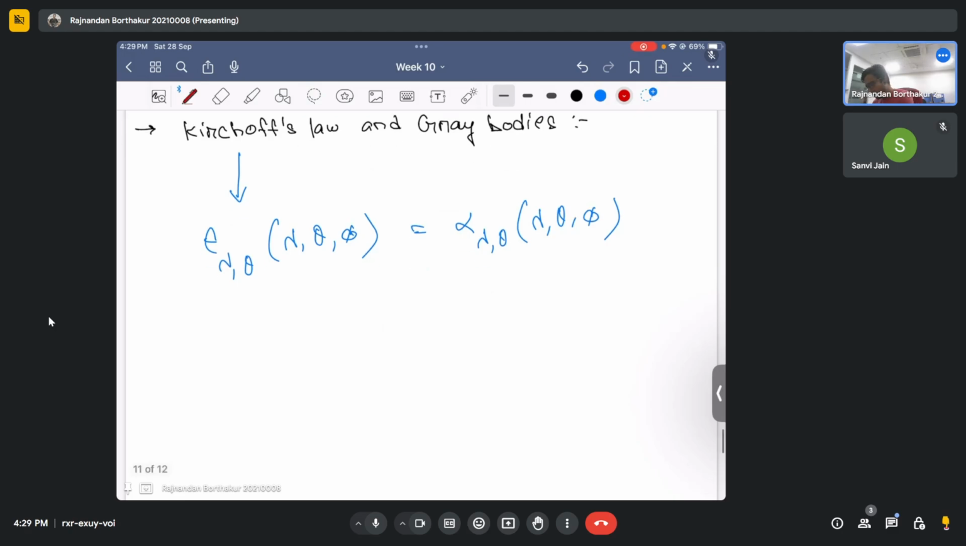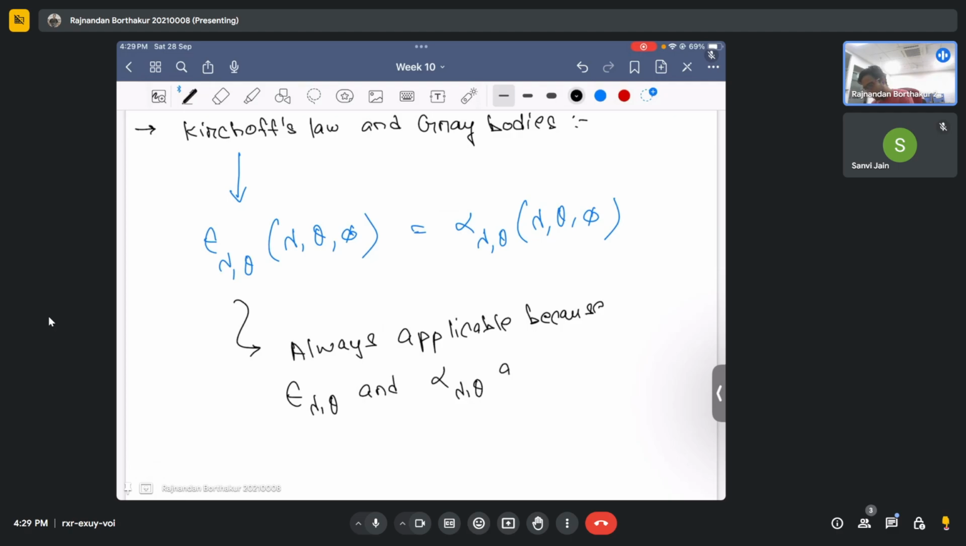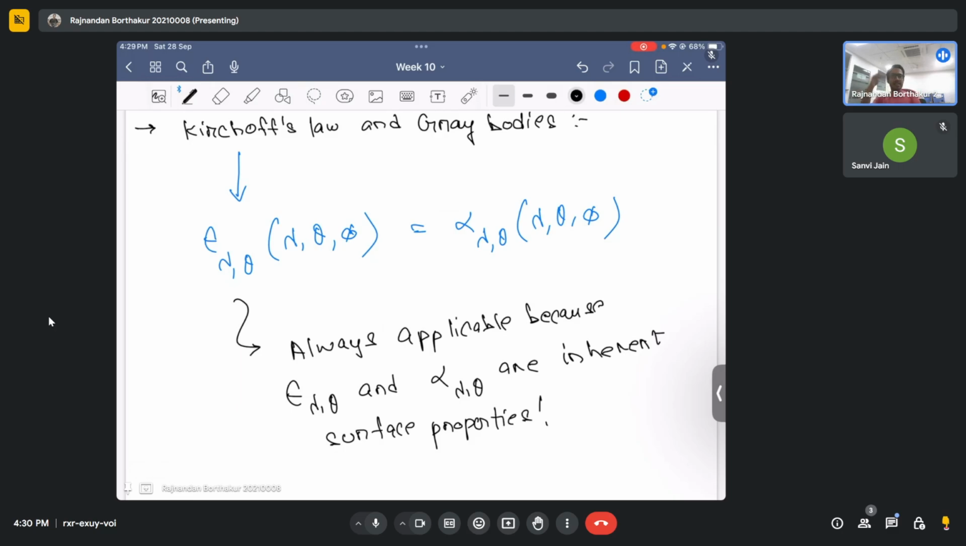Remember, this equation that I wrote is always applicable. That's why I say it's the most fundamental definition of Kirchhoff's law, because it is always applicable, because this epsilon lambda theta and alpha lambda theta are inherent surface properties. Which means that I don't need to bother about the directionality or the spectrality, or assumptions that it's a gray body and things like that.